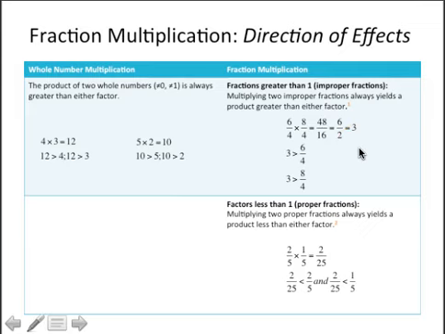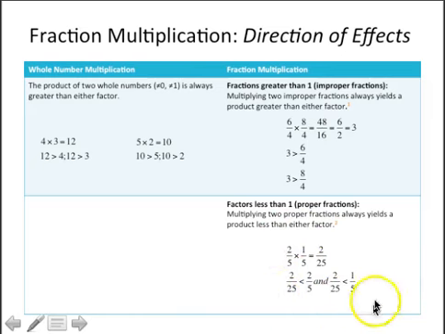However, the direction of effects rule changes for multiplication of fractions less than 1, or proper fractions. When we multiply 2 proper fractions, we always get a product less than either factor. So as an example, 2/5, that's a proper fraction or a fraction less than 1, times 1/5, another proper fraction, equals 2/25. 2/25, that product is less than the first factor, 2/5, and it's also less than the second factor, 1/5.